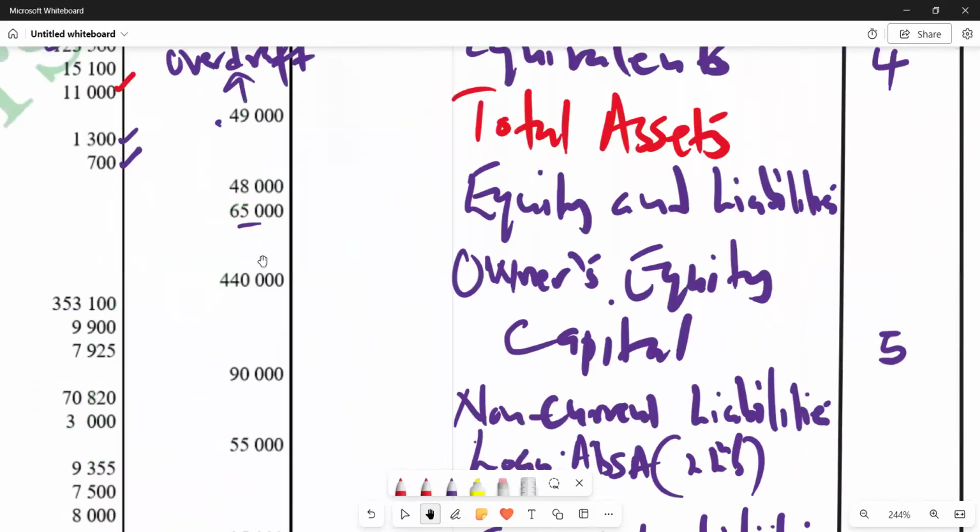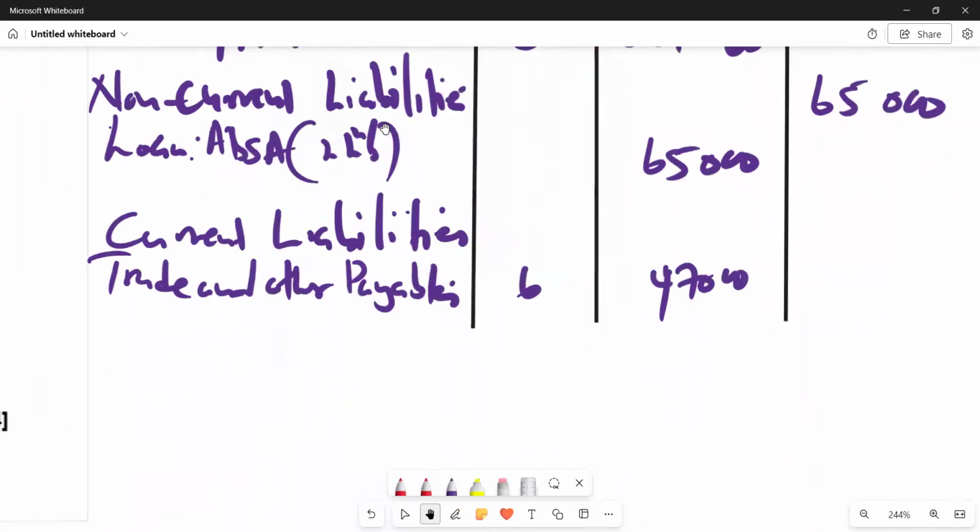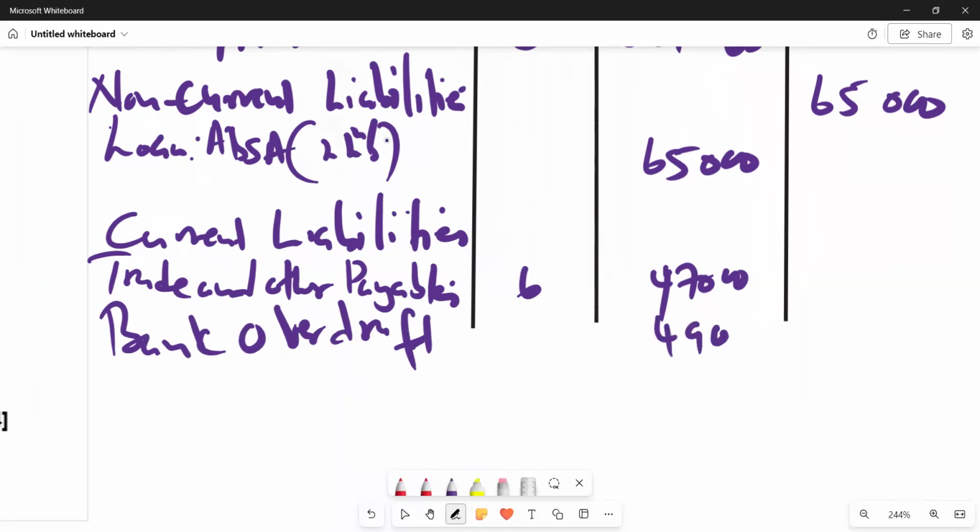So we come here, and the figure that we are having is 49,000. It falls under current liability. So we are saying bank overdraft, and the amount that we're having is 49,000. So to get now the total for current liabilities, we are going to say 47,000 plus 49,000, then we are going to get 97,000.